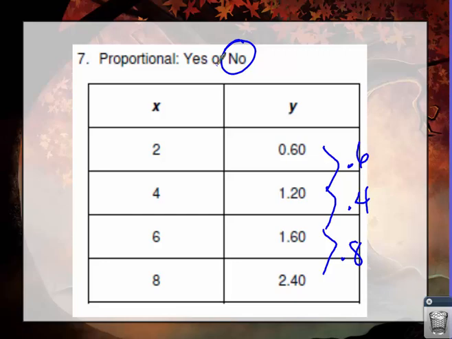So what you've learned today is how to determine whether or not a graph, a T-chart or table, or equation is proportional or not.